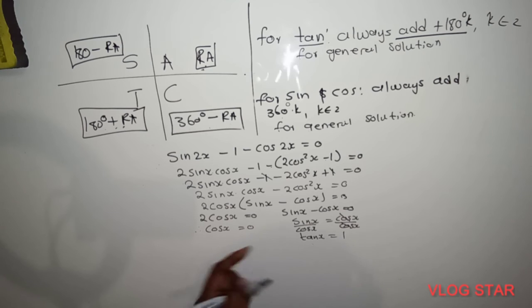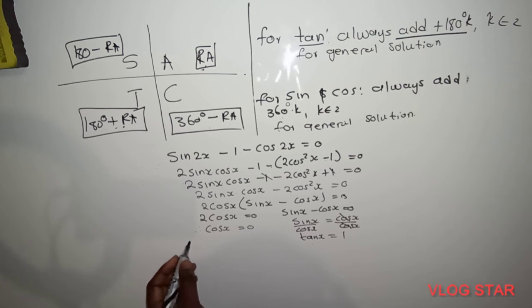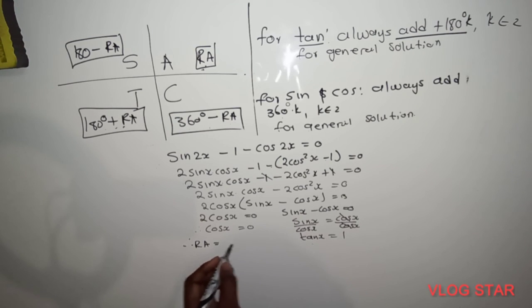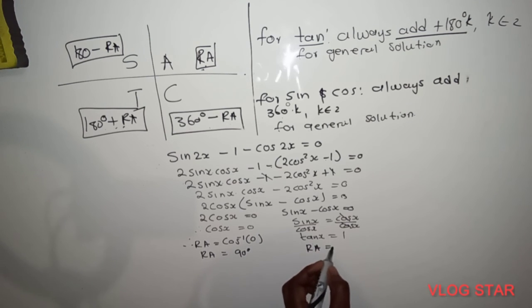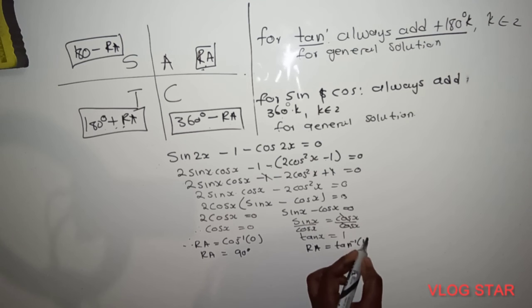So I have to focus on cos specifically and on tan specifically. I have to find the reference angle for cos now, which is just going to be the arccos of 0, which gives me the reference angle of just 90 degrees here. Then the reference angle for this is going to be arctan of 1, which gives me precisely 45 degrees here.